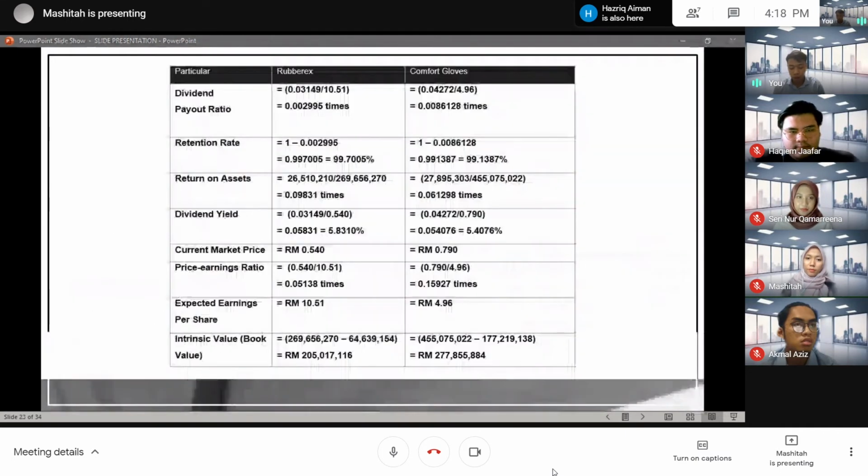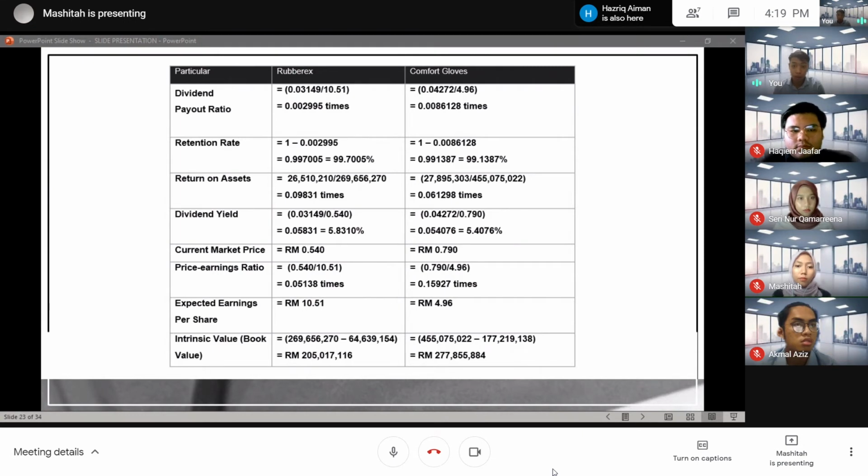Moving on to the intrinsic value, the dividend payout ratio for Rubberex is 0.002995 times and for Comfort Gloves is 0.00866128 times. We can see that the dividend payout ratio for Comfort Gloves is higher than Rubberex, and it shows that Comfort Gloves is returning more money in terms of dividend to their shareholders compared with Rubberex.